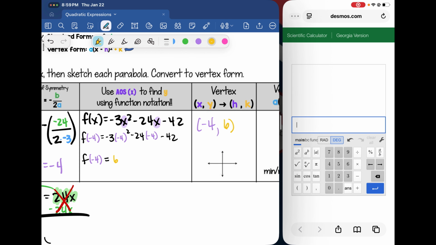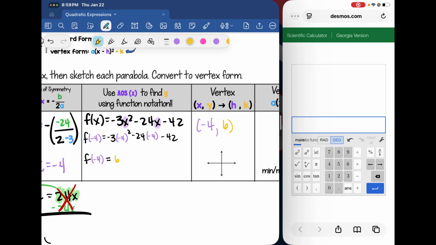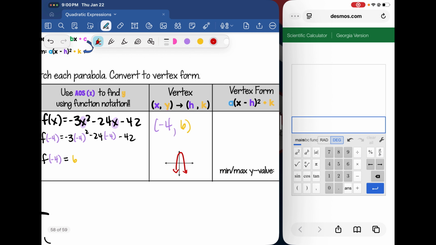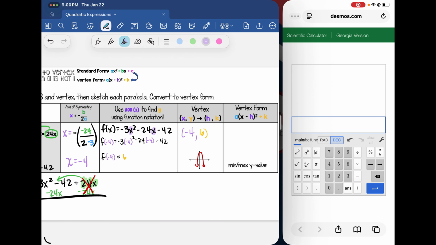Is this going to be a smiley face or a frown? It's going to be a frown because my A value is negative. All right, is this going to give me a maximum or a minimum? You should have said it's going to be a maximum because the vertex is up high. What will be the maximum value? A positive 6.